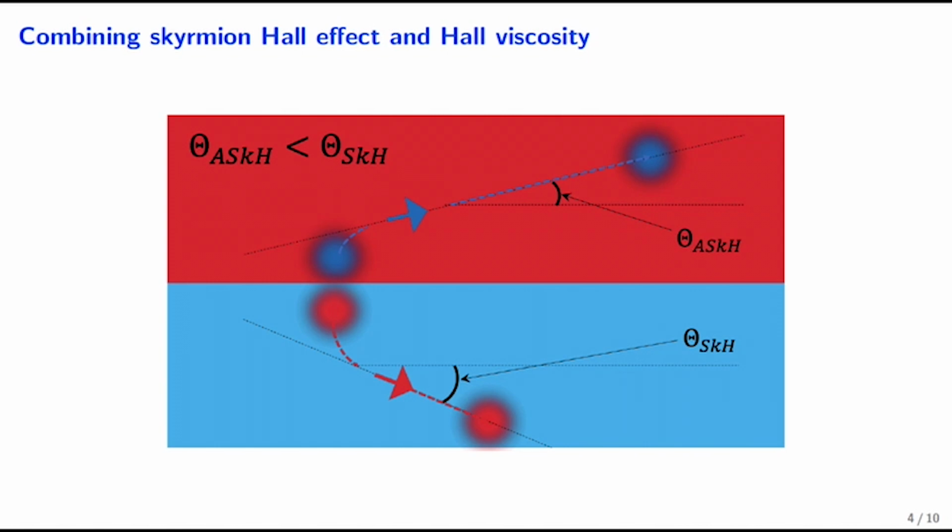I was not particularly concerned with the beginning motion in the left side. If there is no pinning effect, skyrmion and anti-skyrmion move in straight lines there as well.